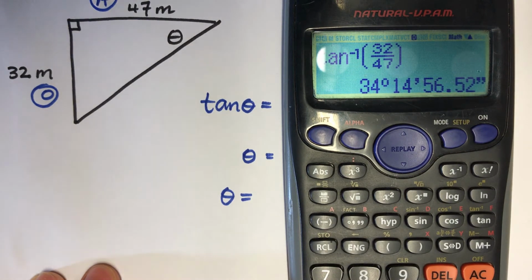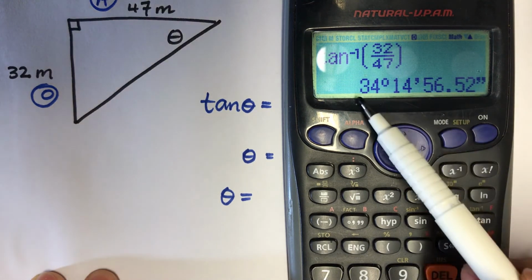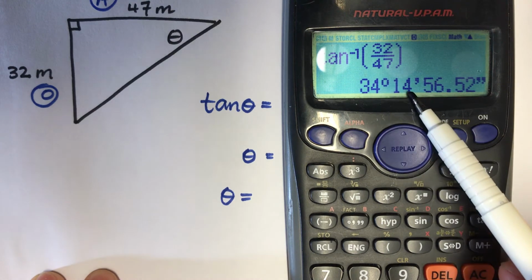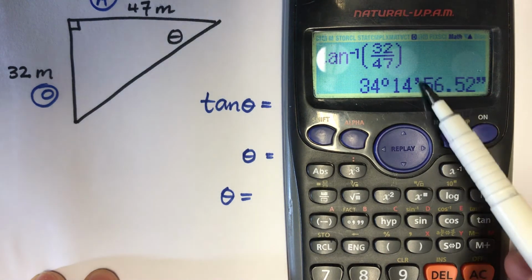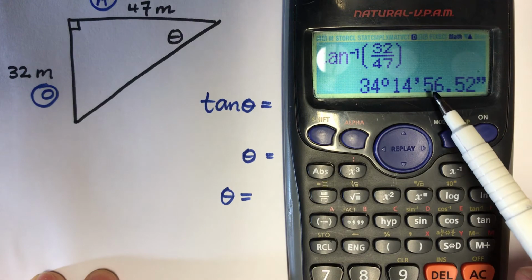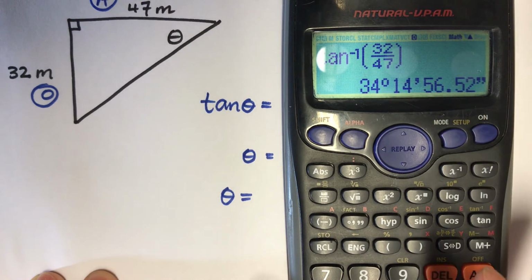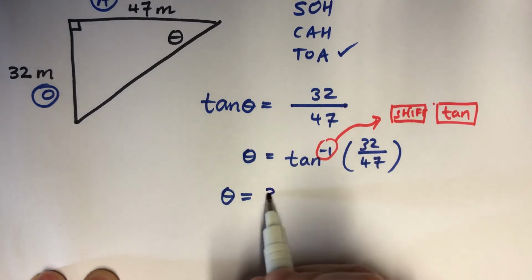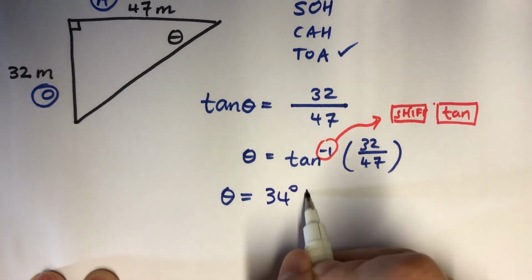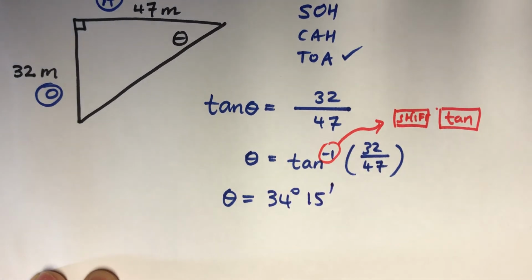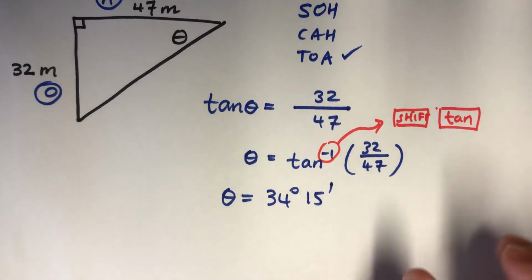So it says to the nearest minute, I'm going to go 34 degrees 14. No, because the second part is more than half, which is more than 30. So it's going to round up. So it'll be 34 degrees and 15 minutes. Okay, so that's what I've got.